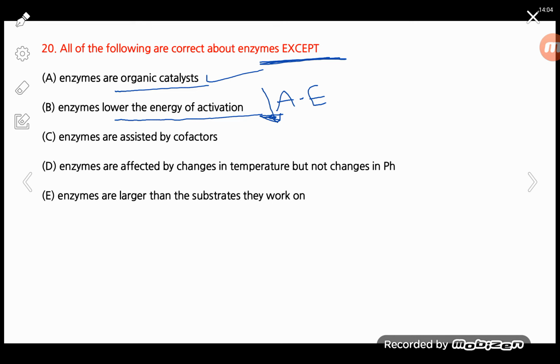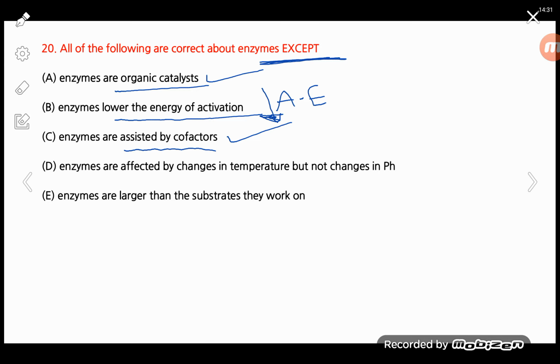Okay, so one of the benefits of the enzyme is that it speeds up the chemical reaction, and the second one, guys, is that it will decrease the activation energy. Enzymes are assisted by cofactors. Yes, we say that for the activity of enzymes, we need cofactors and coenzymes, or we can say minerals and vitamins. So still, all of these are true.